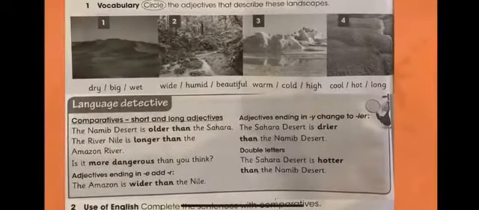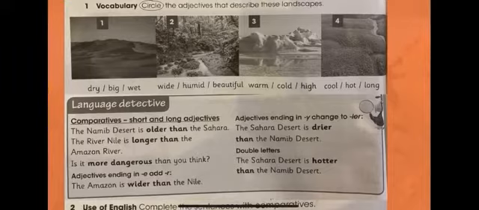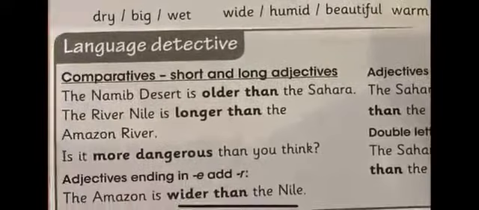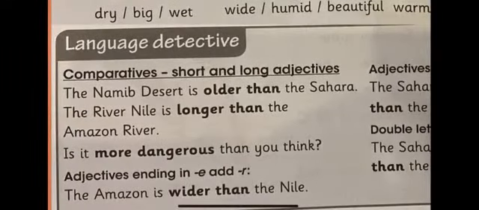Then comes the second thing. It's a language detective: comparatives, short and long adjectives. The Namib desert is older than the Sahara. So you see, in comparatives we use er with the adjective, older, and then than. The river Nile is longer than the Amazon river. It is more dangerous than you think.